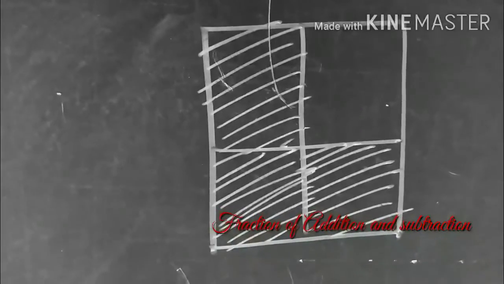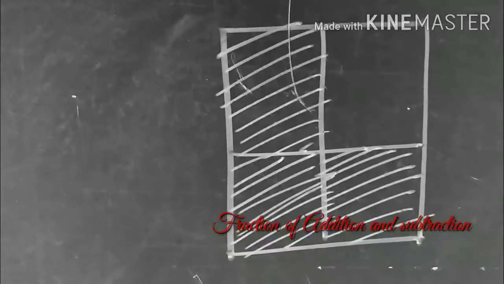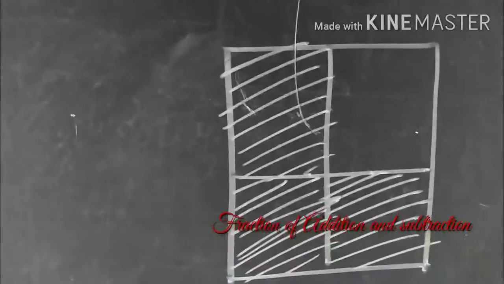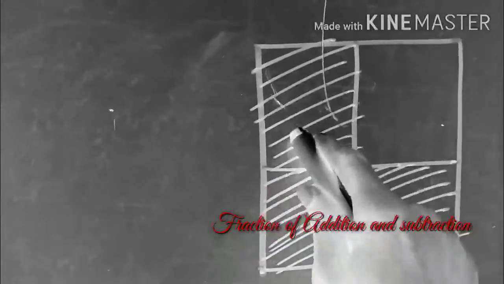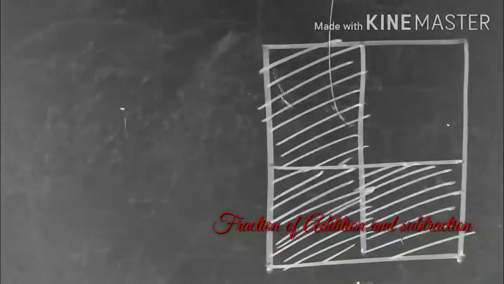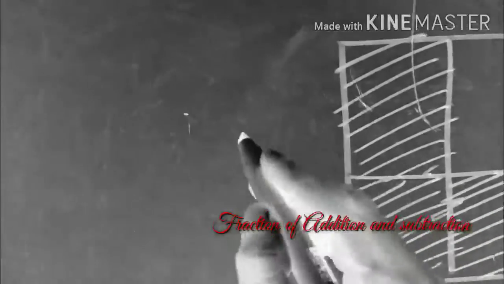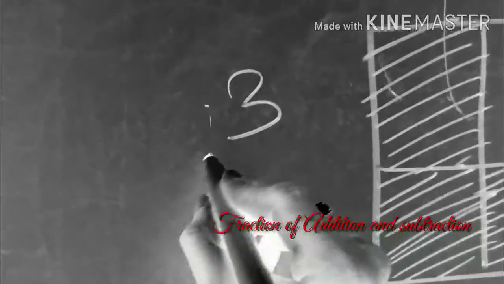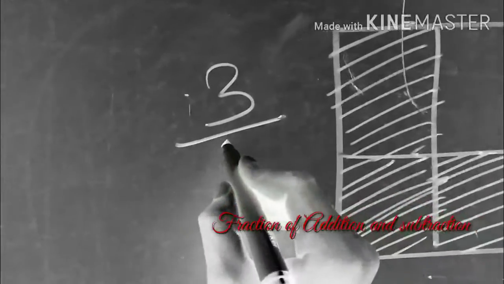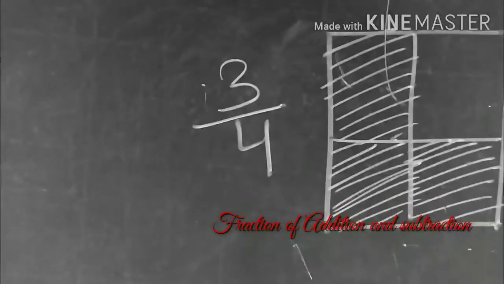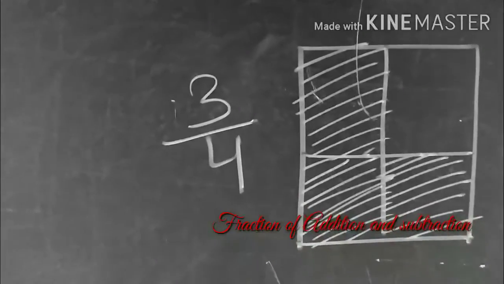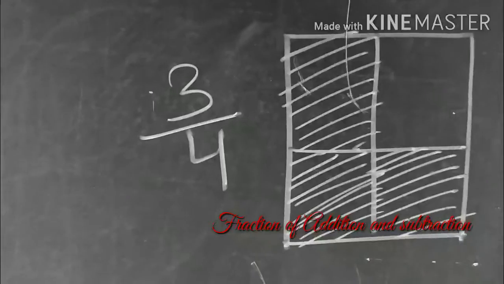This is a square. A square means all sides are equal. So we will divide into 4 equal parts. 1, 2, 3, 4. And how many colored parts? 1, 2, 3. So colored part should be up and the total part should be down. So we can write as 3 by 4. 3 by 4 is our fractional part of this square.